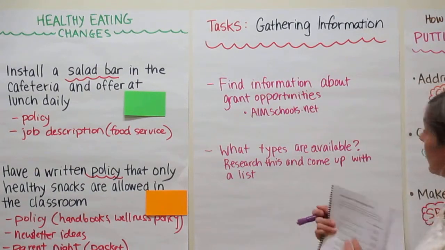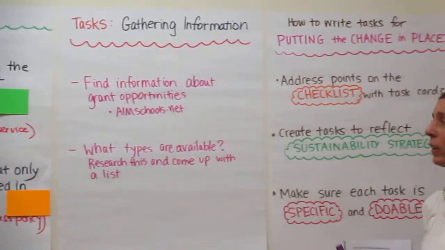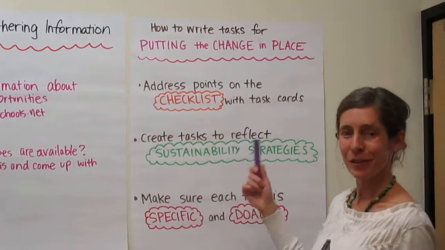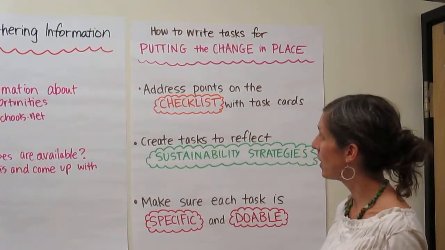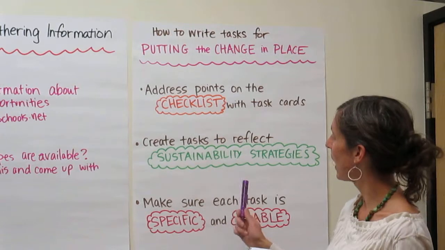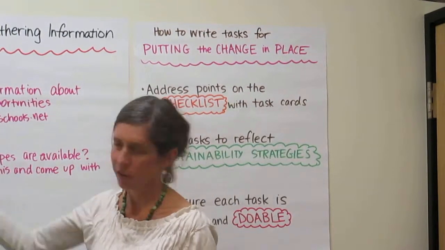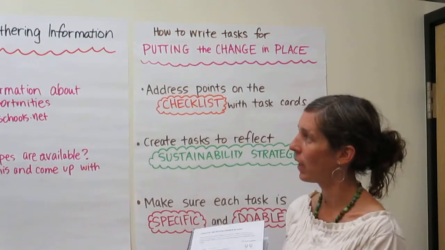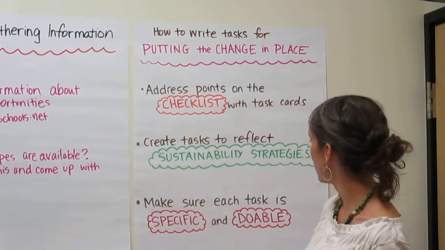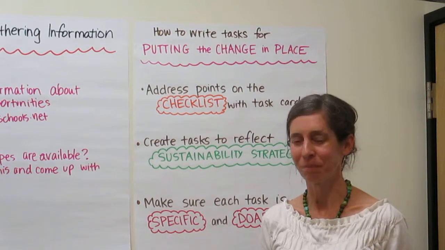Well, so you're going to be off on your own, so I have a poster here to remind you what to do. All you're going to do is, with your task cards, address the points on the checklist by writing task cards for the items, creating tasks to reflect the sustainability strategies, which again are over here. So don't forget to check that flip chart. And then finally, just make sure your tasks are specific and doable. And I'll be walking around if you need some help.